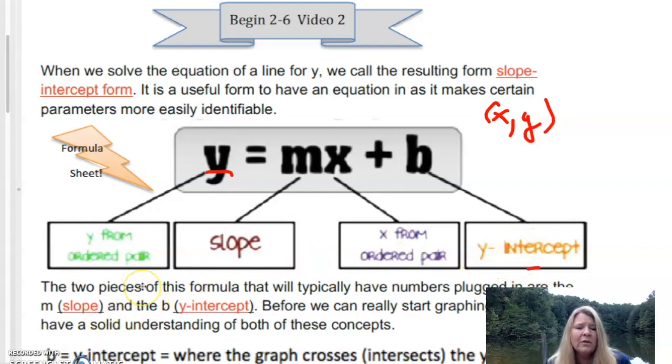These two pieces of the formula are numbers that we usually plug in, the slope and the y-intercept, before we start graphing, so we need to have a good solid understanding of what those things are. So the b value that you see right here is called the y-intercept. That's the y-intercept. Let me see if I can do that better than what I just did. And I'm still learning these tools, so please forgive me. I know I'm not great. So it's your y-intercept.